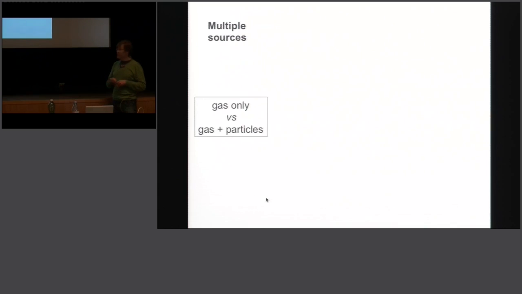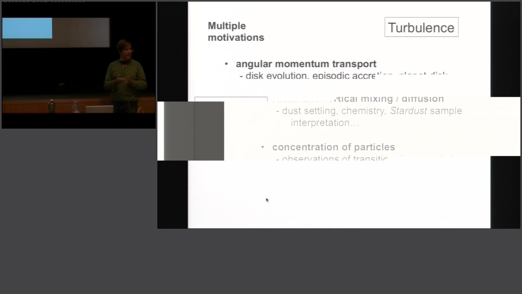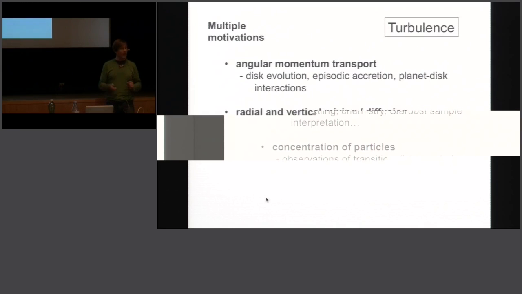Okay, so those are the motivations. Now, we also have multiple sources of turbulence. I'm going to try and draw up here a little flow chart, which may only serve to convince you that the problem is hopeless and that there are far too many possibilities and that we can't understand anything. Hopefully it won't do that, but we'll see.